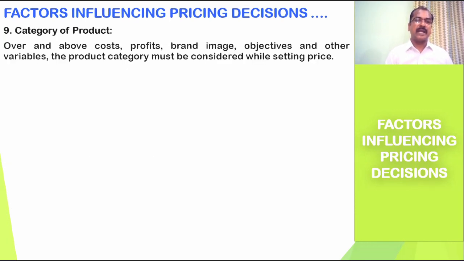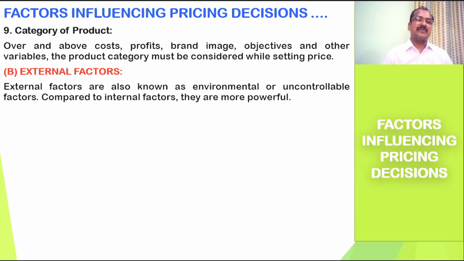The ninth one is about category of product. Over and above cost, profit, brand image, objectives and other variables, the product category must be considered while setting price. Product may be imitative, luxury, novel, perishable, fashionable, consumable, durable, etc. Similarly, product may be reflective of status or position and prestige. Buyers pay a price not only for the basic contents of the product but also for the psychological and social implications derived from the product. Let's look into the details of the external factors.